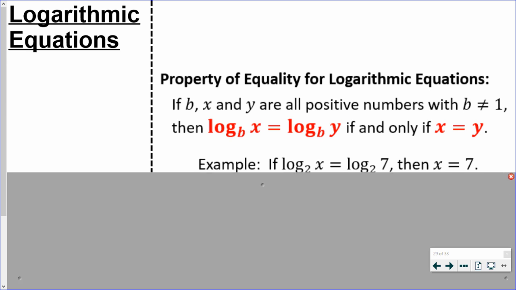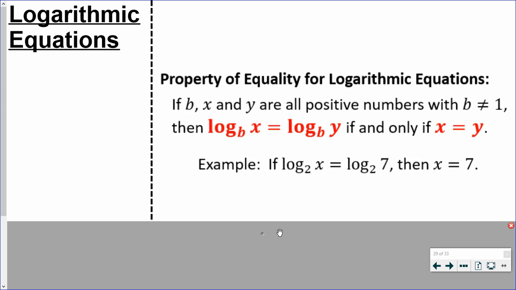And so we have a little property here. Basically what it's saying is that b just can't be 1 in this. So log base b of x equals log base b of y if and only if x equals y. So if you have a log equation where you've got the same log on both sides, then whatever's inside the logs has to be equal to each other.